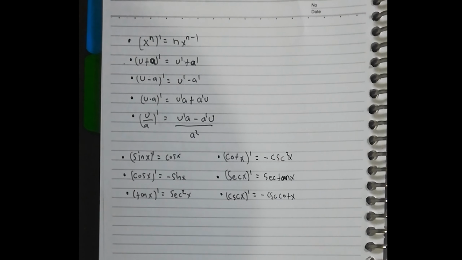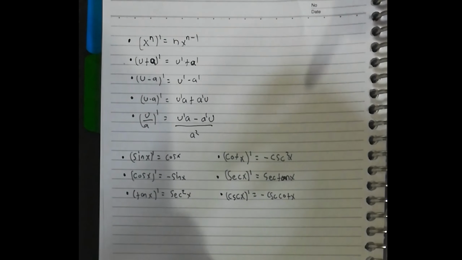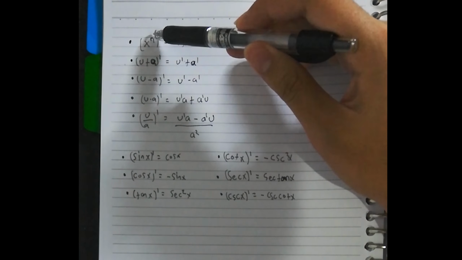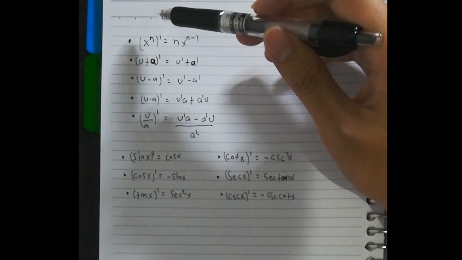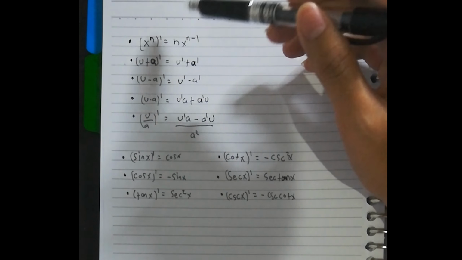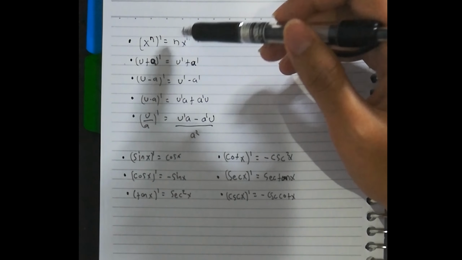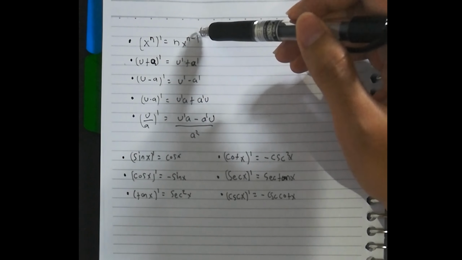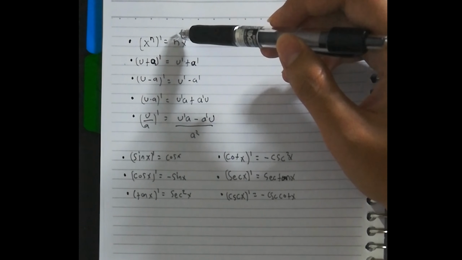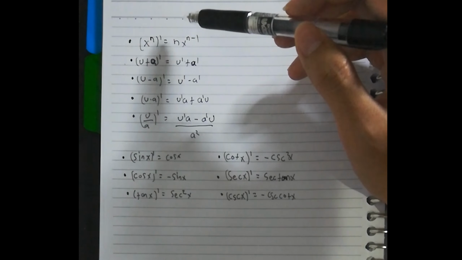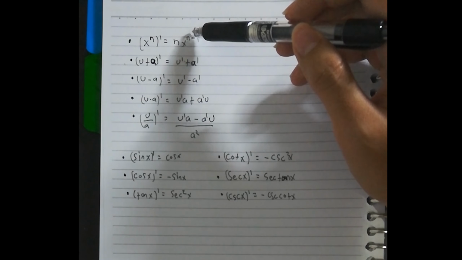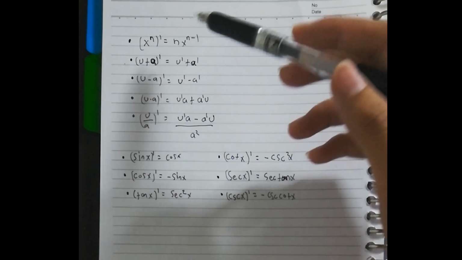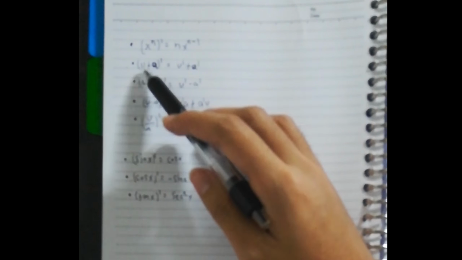So I'm going to explain to you the various formulas of derivatives. There is x to the power n. The derivative is n times x to the power of n minus 1. So the n goes in front and the power is decreased by 1.